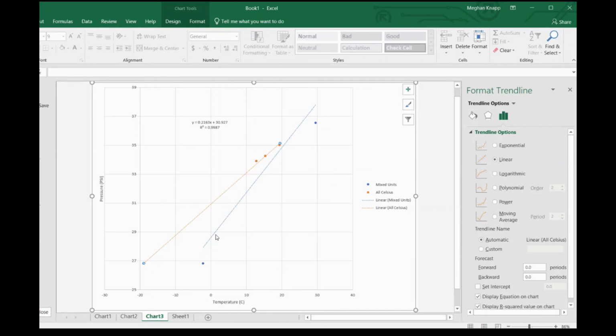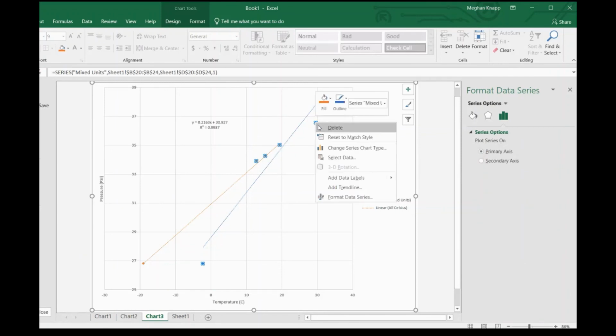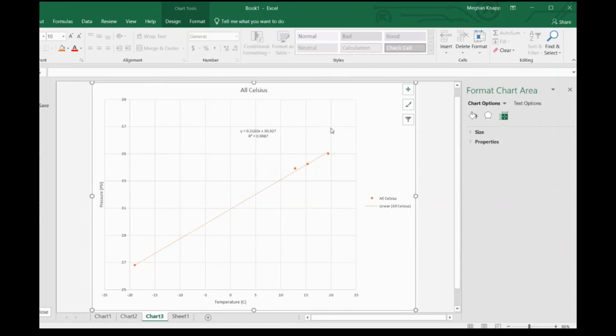All right, so I am going to go and delete. Can I delete all of it? Yes, excellent. So I just want to see this one.